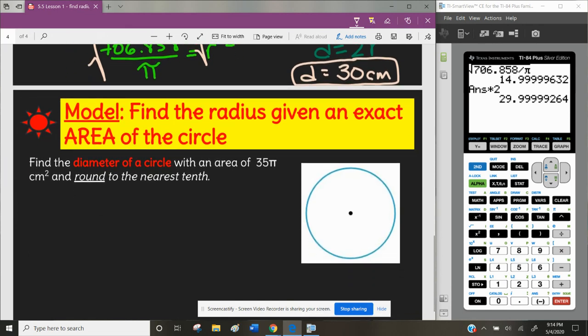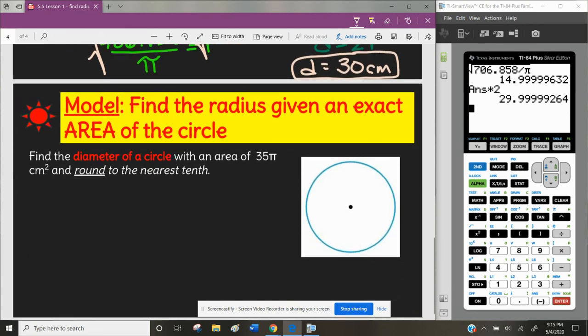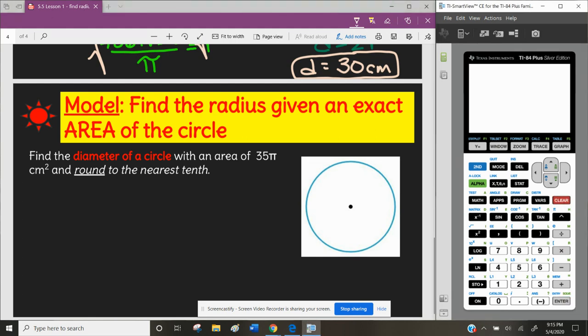Let's look at another example. In this example, they give us the area in a different format. So I just want to make sure I touch upon this different format. So we're going to ask for the radius of a circle with an area of 35 pi. So A equals pi r squared. The radius extends from the center to the edge.